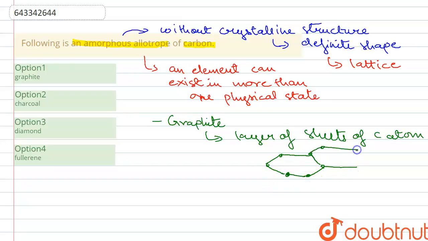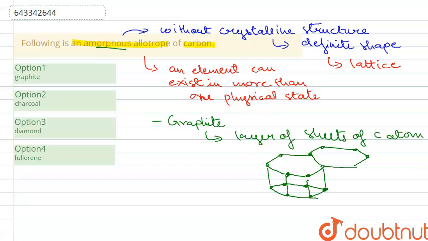So this is one layer of graphite, and then there will be another layer of graphite like this. This is just a rough structure of graphite. As you can see, these are the two layers, and graphite is present in layers of carbon atoms. But the main thing we need to find out is the amorphous allotrope. Graphite has a specific structure, so we cannot say that it is amorphous; it is crystalline.